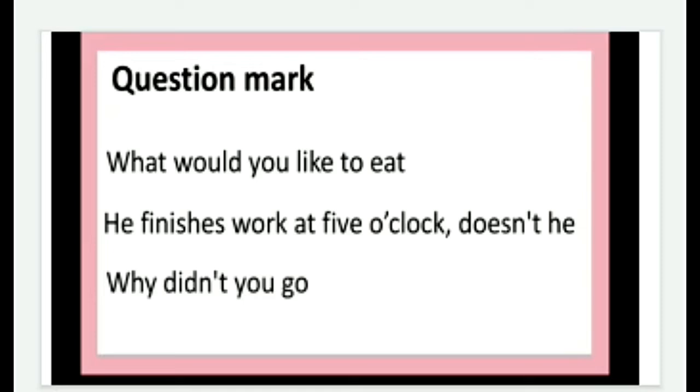And then question mark. "What would you like to eat?" "He finishes work at 5 o'clock, doesn't he?" "Why didn't you go?" So after all of these, we put a question mark. Very good, Lokesh.